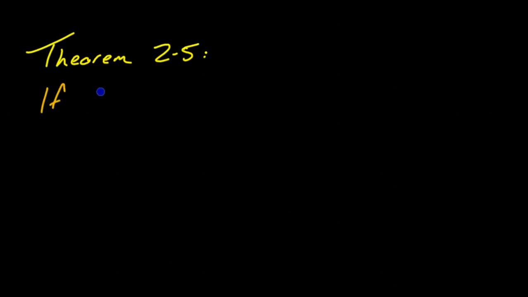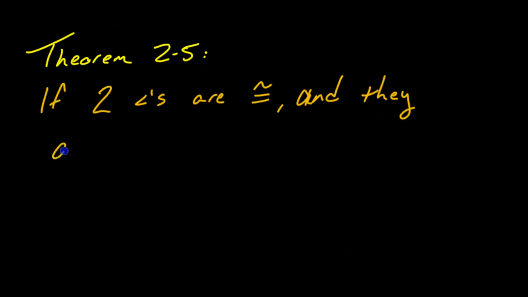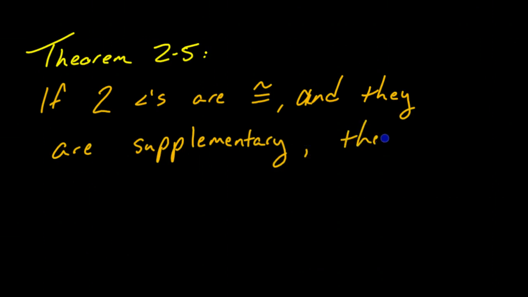Theorem 2-5. If two angles are congruent and the two angles are supplementary, then each angle is a right angle.